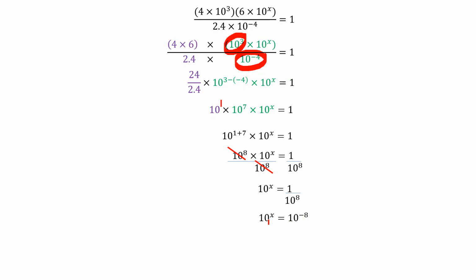We know that if you have an equation where you have the same base, so these two have the same base, 10 and 10, then the powers are equal. Okay, so the rule is if they have the same base, then the powers are equal. So that means that x is going to be equal to negative 8. So the value of x that satisfies this equation is negative 8.